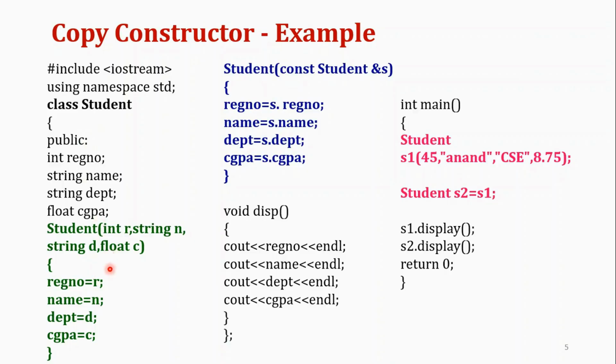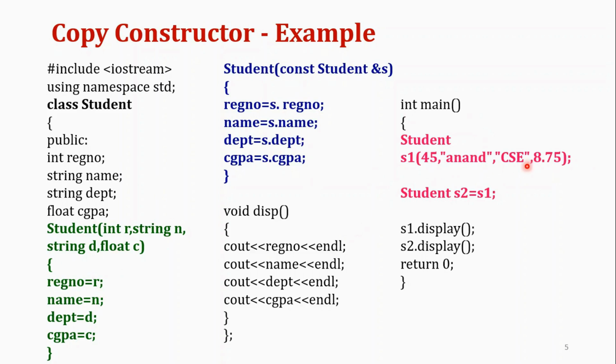So the parameterized constructor initializes the values whenever the object is created. R, N, D, C are the parameters used to initialize the register number, name, department, CGPA whenever the object is created with the parameters. So this is the parameterized constructor. Whenever it is called with the parameterized object, the S1 object is initialized with these values.